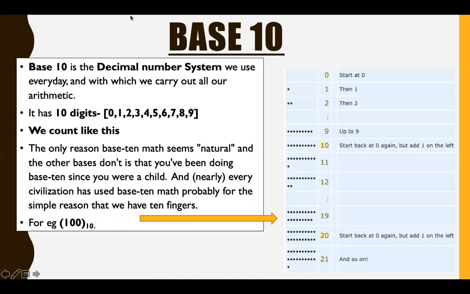Okay, so base 10 is also the decimal number system, which is generally used for normal arithmetic. It has the 10 digits, 0 to 9, and we always use these digits for counting. The only reason this base seems natural is because we have been using it for a long time, and in every civilization this base has always been used.